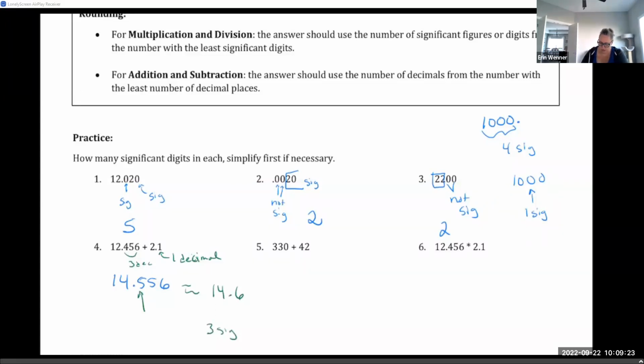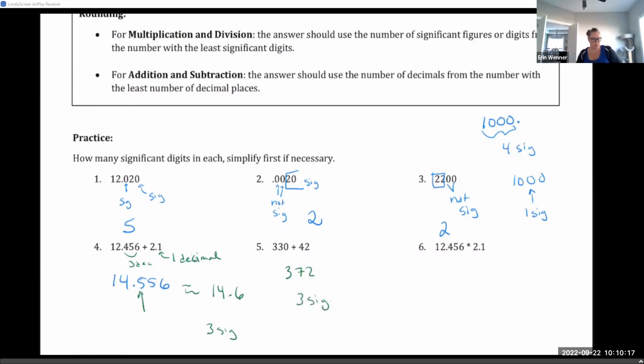So I want you to go ahead and try number 5. So number 5, when I add these together, I get 372. Because there aren't any decimal numbers, we don't need to worry about rounding this number off. We would just leave it as 372. And again, there's 3 significant digits in the answer.